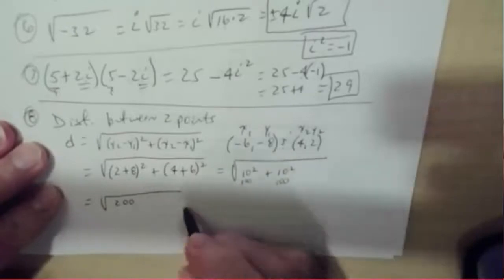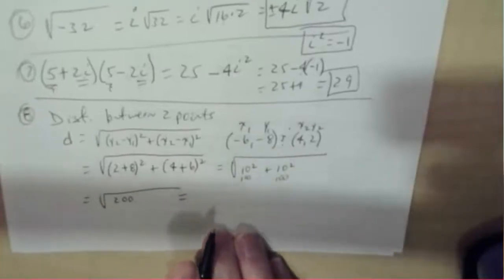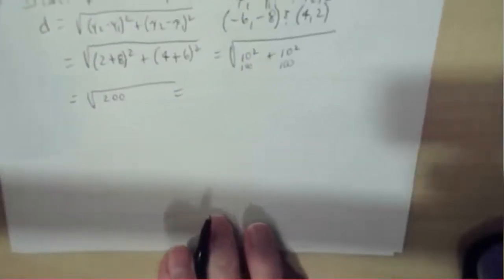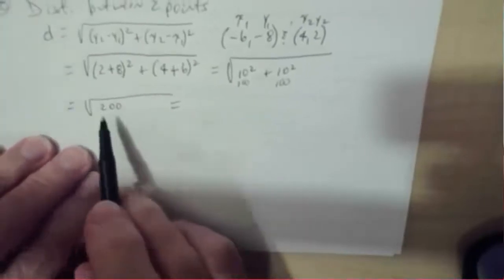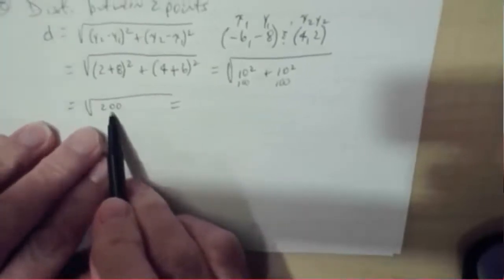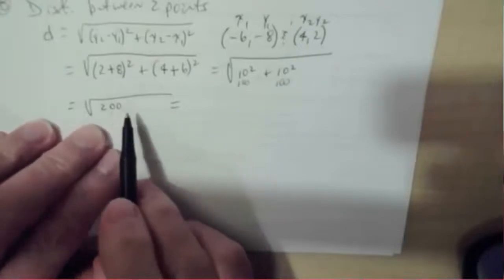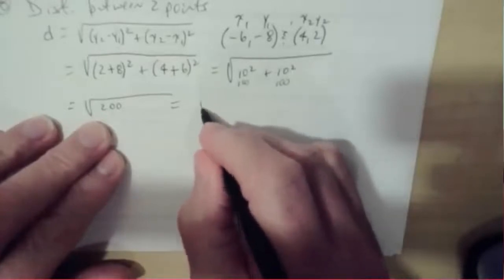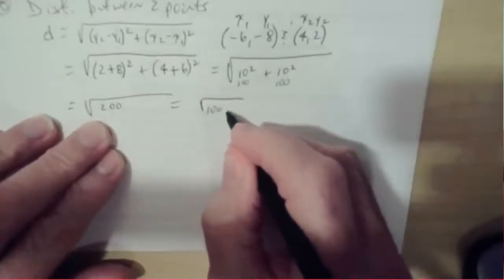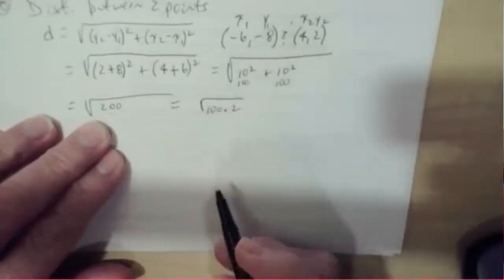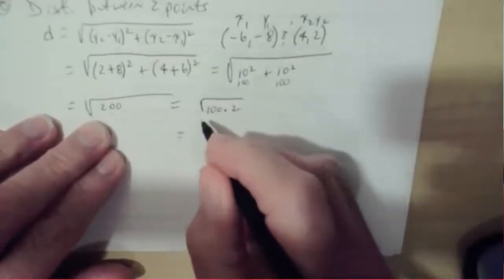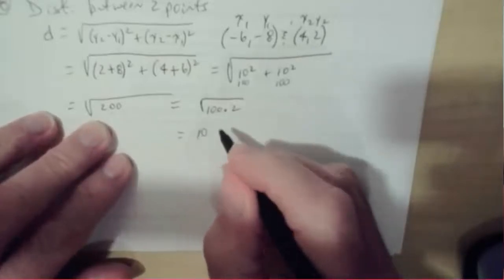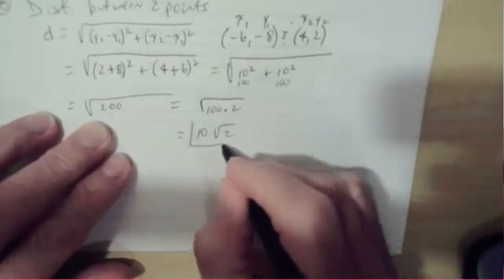Okay, so again, we want to factor this into 2 numbers where one of them is a perfect square. Obviously, it's 100, right? So it's the square root of 100 times 2. The square root of 100 is 10. That's not plus or minus here because this is distance, remember. So it's 10 times the square root of 2. And that's all there is to it.